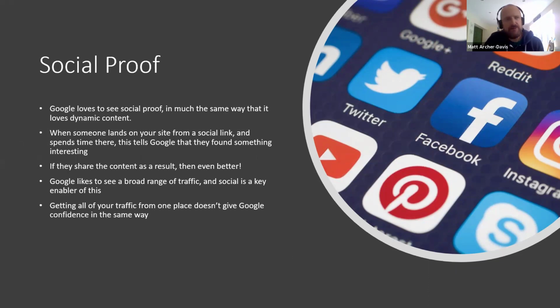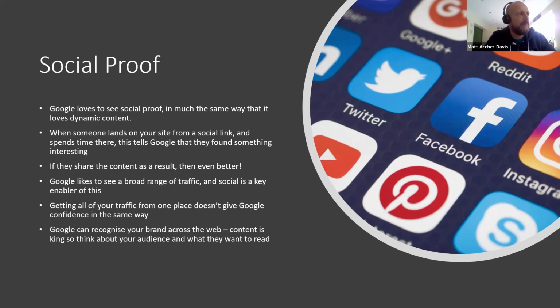Google likes to see a broad range of traffic, as we covered. Social is a key enabler of this. Getting all of your traffic from one place doesn't give Google confidence in the same way. So car dealerships have a real problem with this. They get so much traffic from Auto Trader. Just a huge amount of their traffic comes from one place. So having social media accounts for automotive dealers is really important, because it enables them to get a slightly more organic approach to everything that isn't just all coming from the obvious place of Auto Trader.